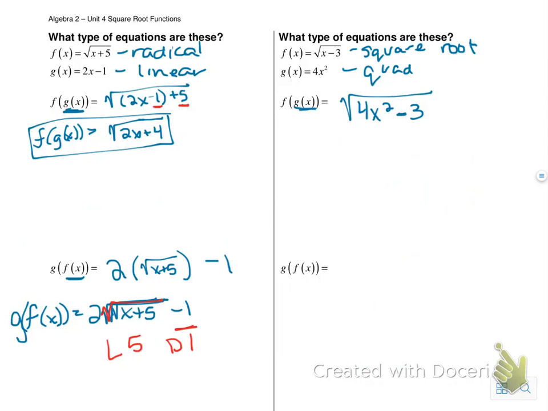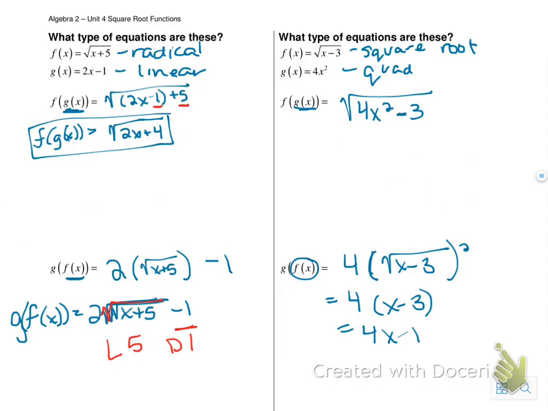Now I'm going to put f inside of g. So this one I will be able to do something with. I'm going to take the square root of x minus 3 and square it. Okay? Square root and squaring undo each other, so I end up with 4 times x minus 3, which is 4x minus 12. Okay? So g of f of x is 4x minus 12.